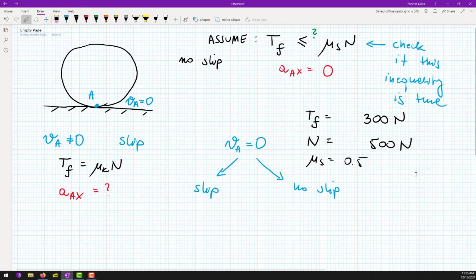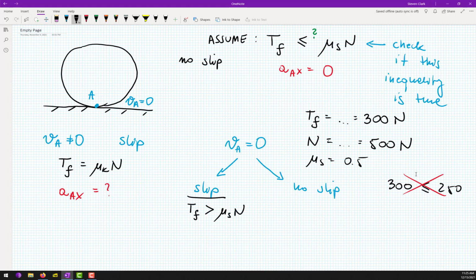So in this case, do we have sleep or no sleep? Sleep, yeah, because we will end up with 300 being lower than 250. Not true. So in this case, our assumption was incorrect. We have actually sleep because our TF was larger than mu Sn, right?